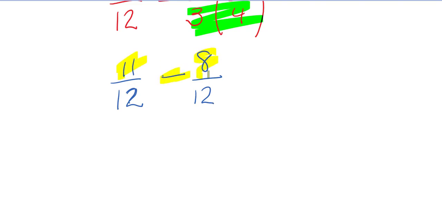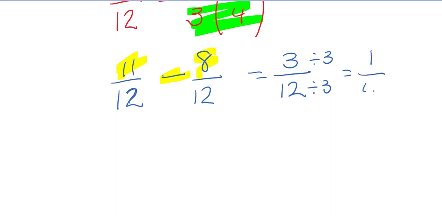We're going to keep the denominator. So what does that become? We have 11 minus 8, so that's 3. And then we have 12 on the bottom. Notice we have 3 12ths. We can divide both the top and the bottom by 3. So 3 divided by 3 is 1. 12 divided by 3 is 4. So that would be our solution.